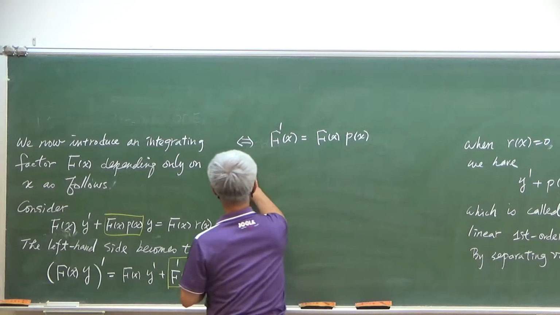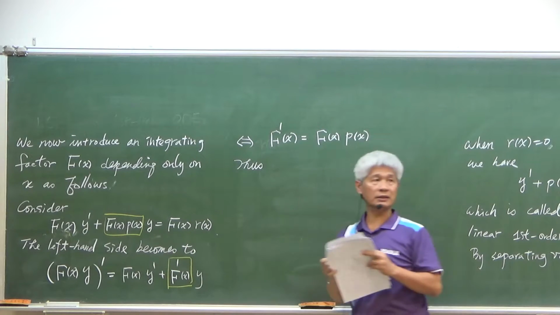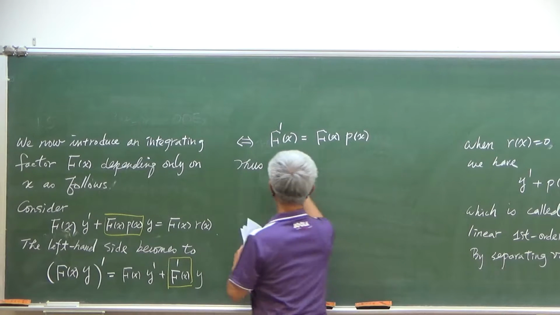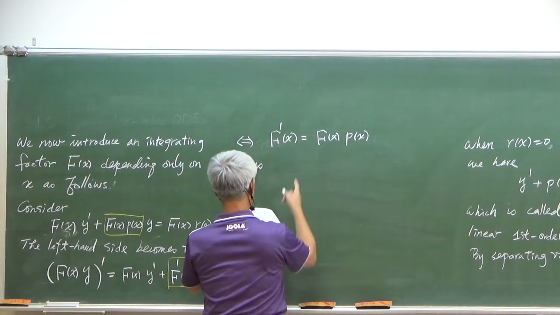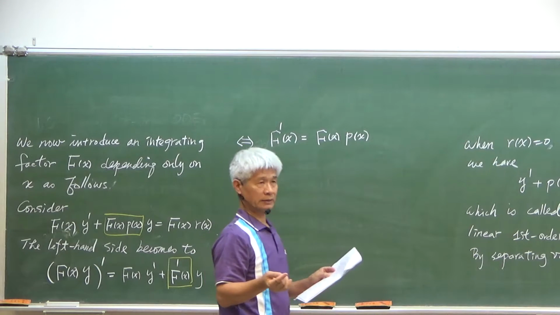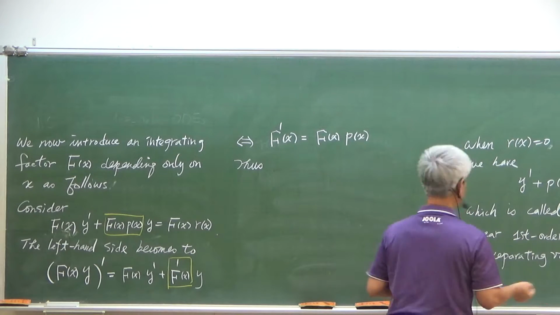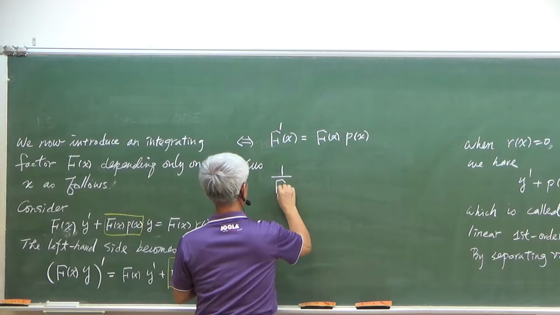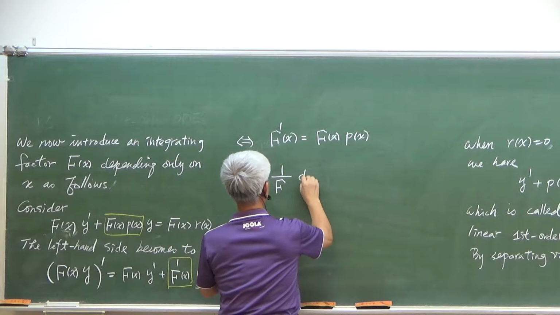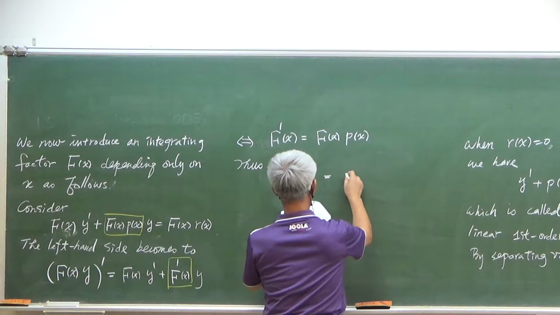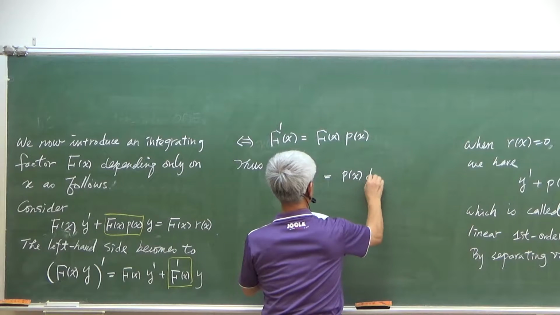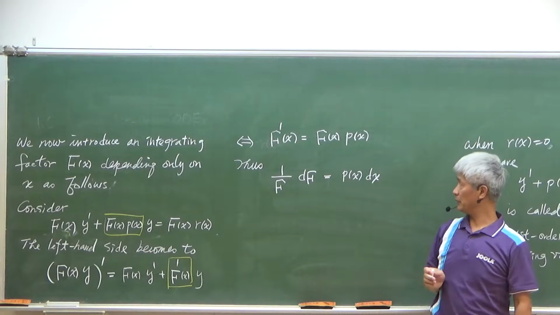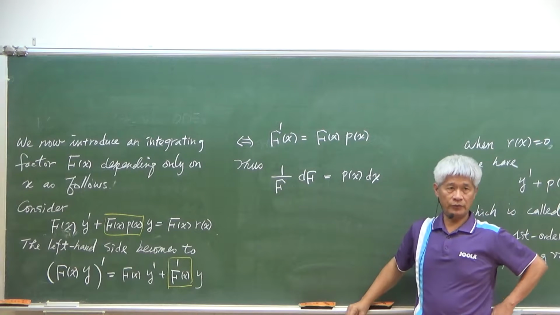Okay, so we first find an integrating factor which satisfies this equation. Fortunately, we can solve it. Again by what? By separating variables, right? So you can see we have one over f, df equals p of x dx. So this differential equation can be written in this separable form.